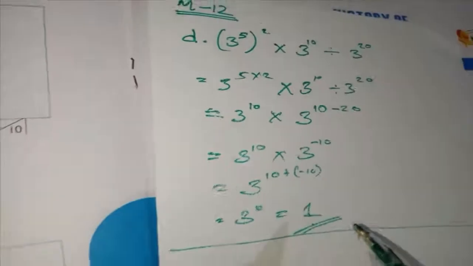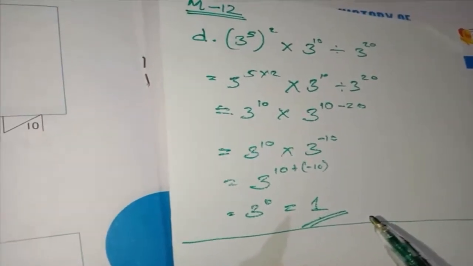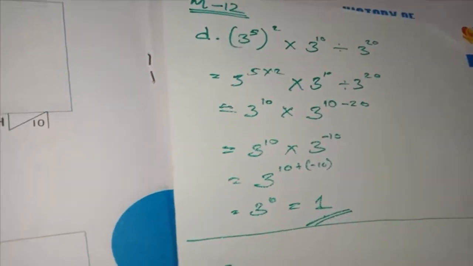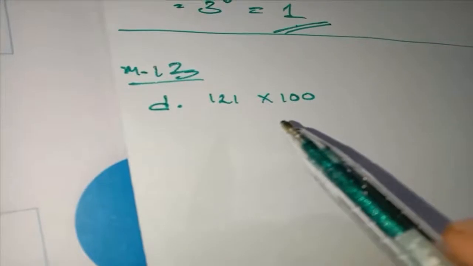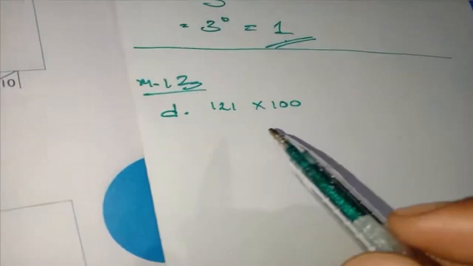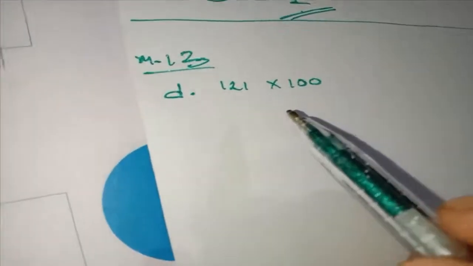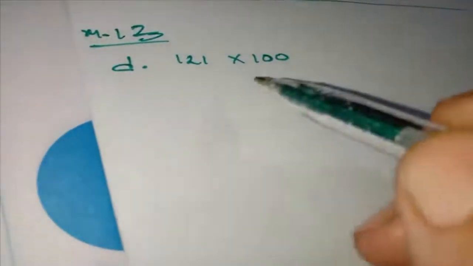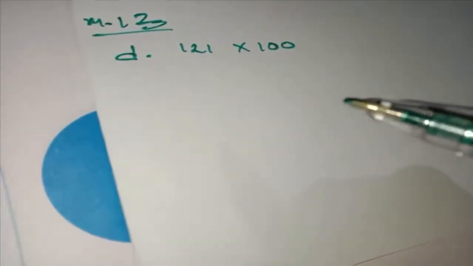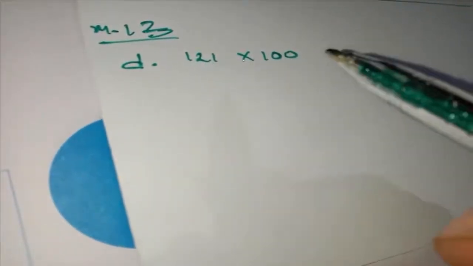So this is how you are going to solve all the problems in module number 12. Now let us move on to module number 13. We are going to solve question number D, and we are asked to represent the question in the power notation. So first of all, we will do the LCM, but here we already know the multiplication table of 11 and of 10. So 10 into 10 is 100 and 11 into 11 is 121.